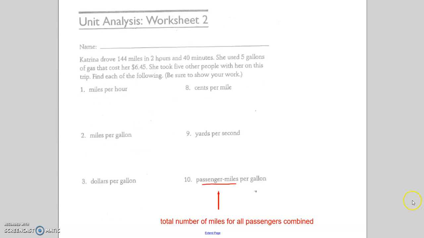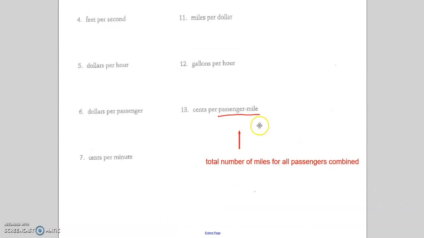But then on the second page, there's one word that I need to define here. This is an example of a compound unit. These are passenger miles per gallon. And what passenger miles mean is it's the total number of miles for all the passengers combined. Okay, and then there's another problem that has passenger miles as well. This is called a compound unit because it's both passengers and miles. It's the total number of miles for all the passengers.